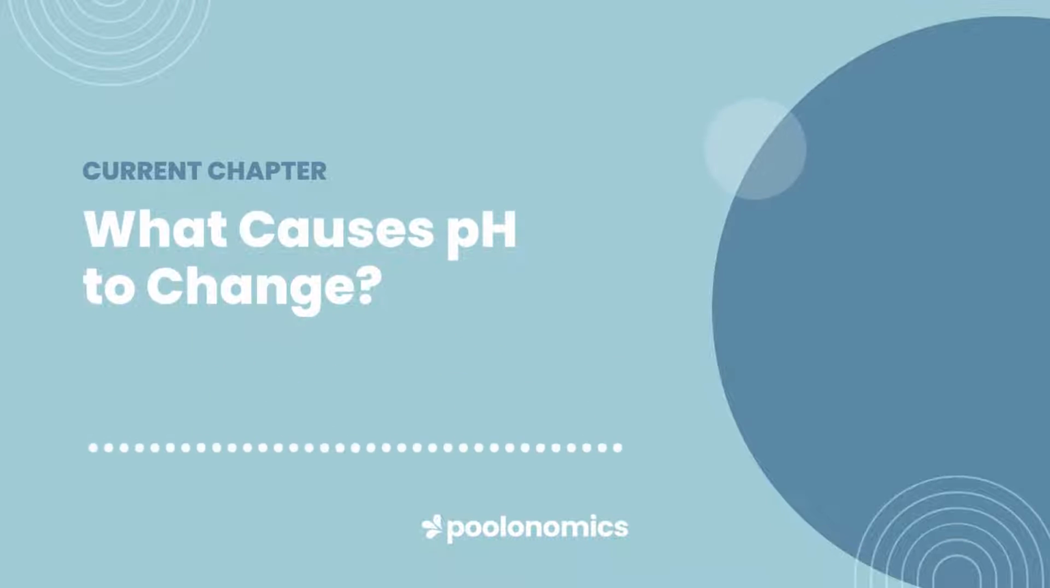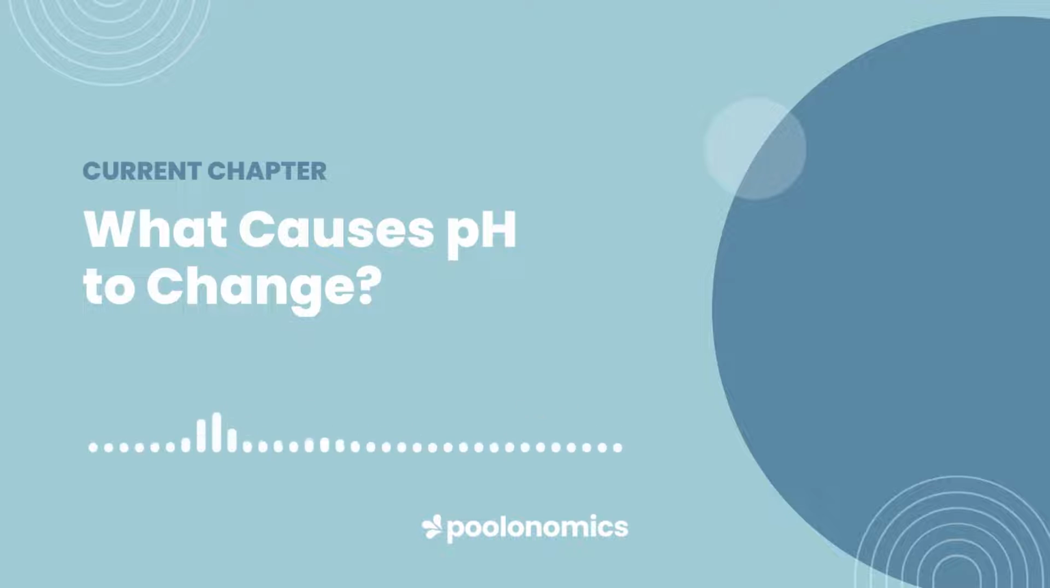What causes pH to change? Typically, your pH will slowly rise over time due to outgassing. This is where carbon dioxide leaves the water as it tries to equalize with the surrounding air, a bit like when you open a can of soda. Algae also remove carbon dioxide from the water during photosynthesis. Since carbon dioxide is acidic, this natural process will slowly raise the pH level in your pool.